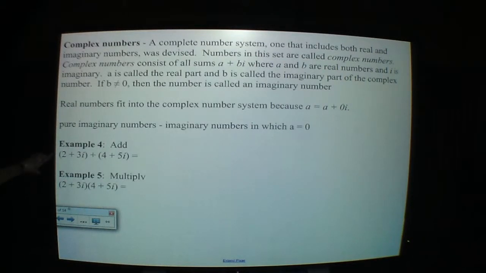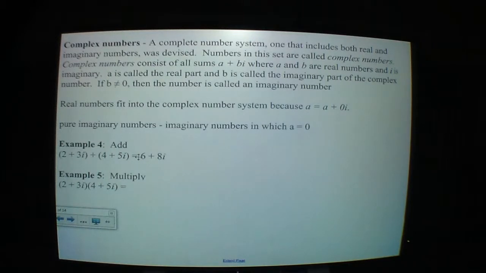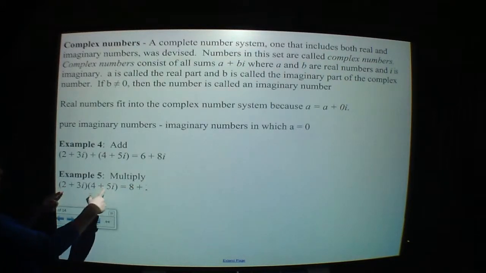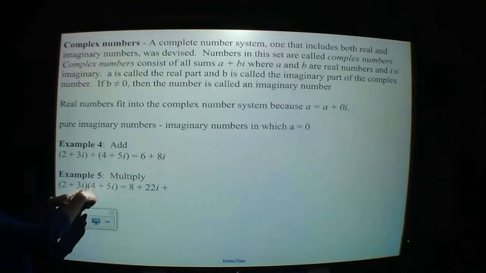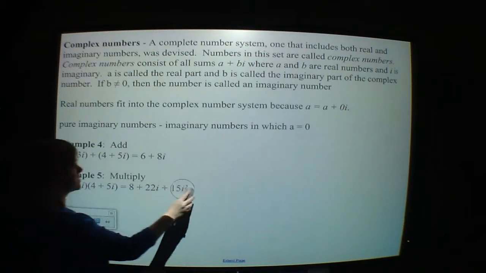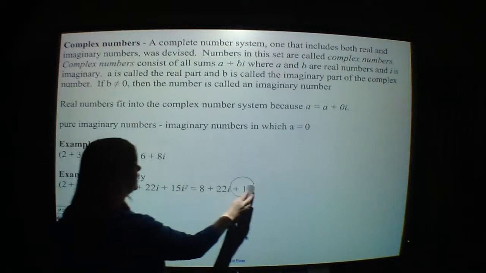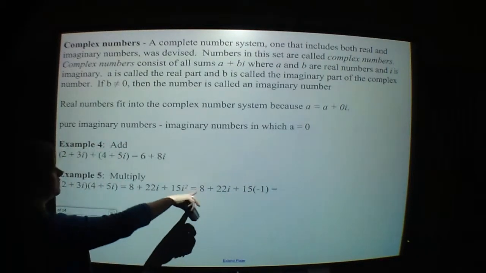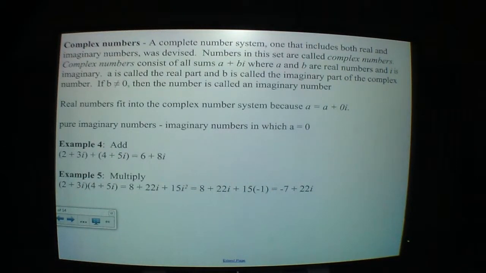Add. When you add, it's just like combining like terms. So 2 plus 4 is 6, 3i plus 5i is 8i, and you're done. Multiply is foiling. So you have 2 times 4 is 8, and then your outers and your inners. So you have 10i plus 12i is 22i, and here 3 times 5 is 15, i times i is i squared. And remember, i squared is equal to -1, so this becomes -15. -15 plus 8 gives you -7 plus the 22i.